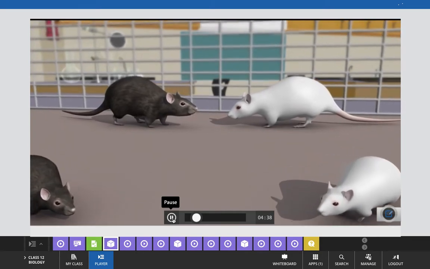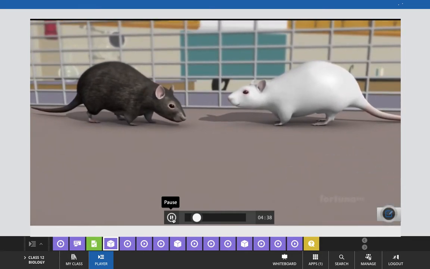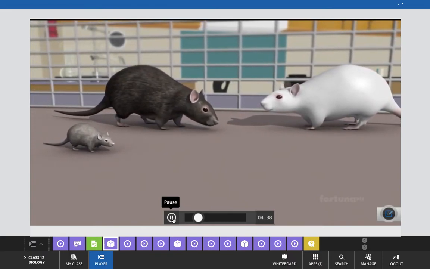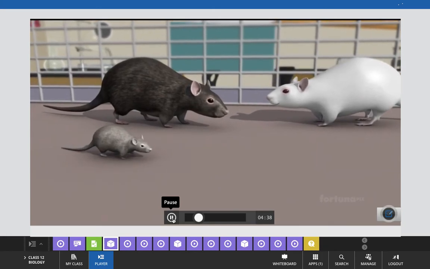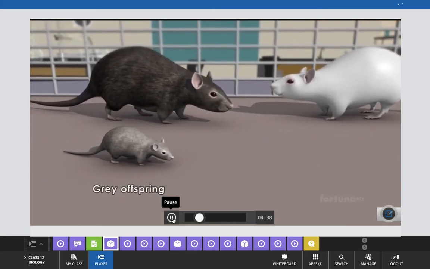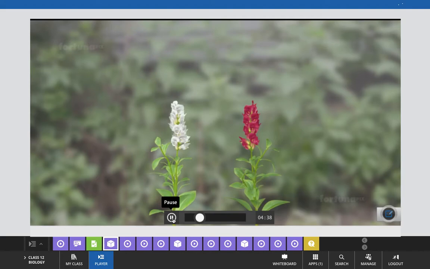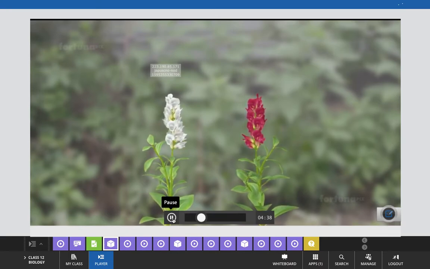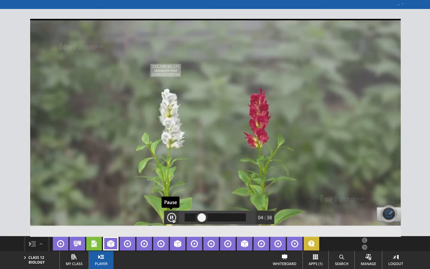However, in nature, genetics is not always that simple. A black mouse and a white mouse could also produce a gray offspring. Let's look at the genetics of just such a situation, when one gene doesn't completely mask another trait.